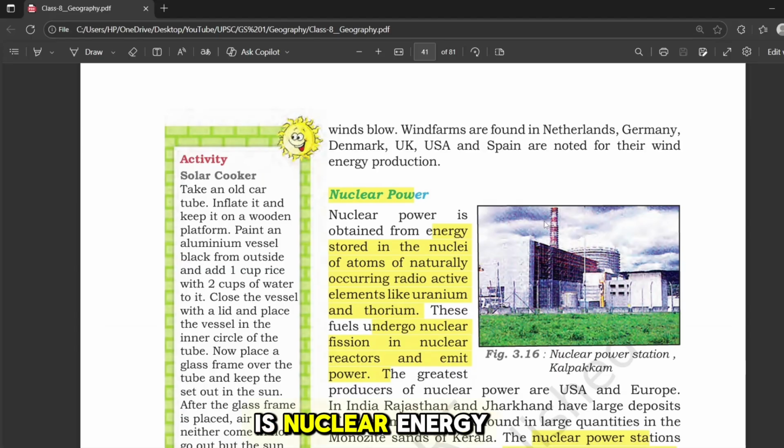The third one is nuclear energy. This comes from radioactive elements like uranium and thorium, and when these undergo nuclear fission, they release huge energy.